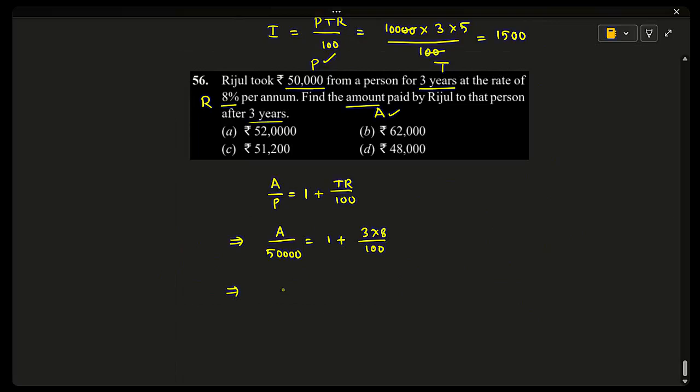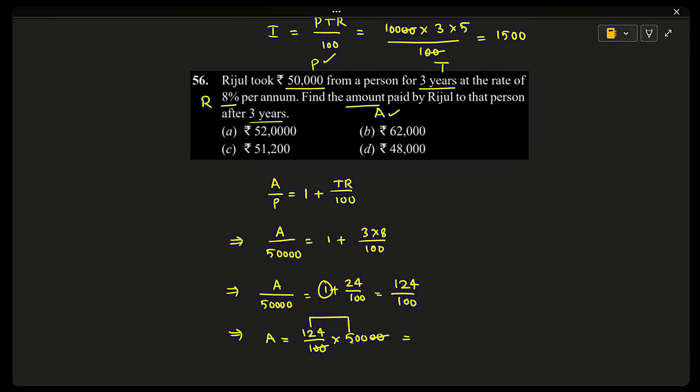So A by 50,000 is equal to 1 plus 24 by 100. Okay. So this one we can think 100 by 100. So it will become 124 by 100. Now transpose 50,000 to the right side. A is equal to 124 by 100 into 50,000. So this will give you the answer. 2 zeros cancel. So first you do 124 into 5. So 500 and 120, that is 620, followed by two more zeros, that is 62,000 rupees. Option B.